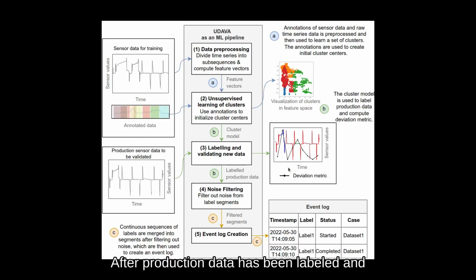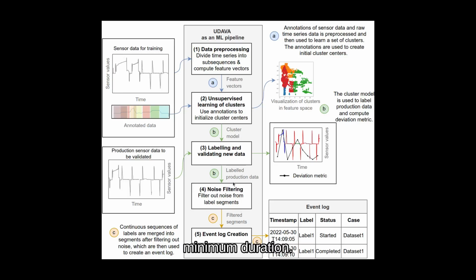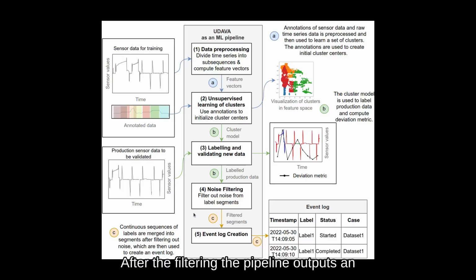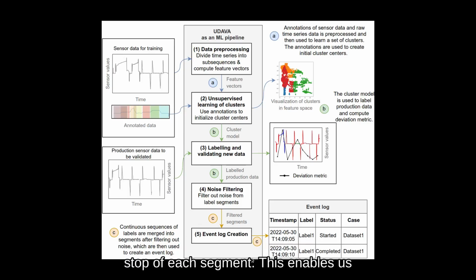After production data has been labeled and validated, we merge continuous sequences of labels into segments. Very short segments can be filtered out as noise by setting a threshold for minimum duration. After the filtering, the pipeline outputs an event log which describes the start and stop of each segment. This enables us to discover and validate repeating behaviors over time.